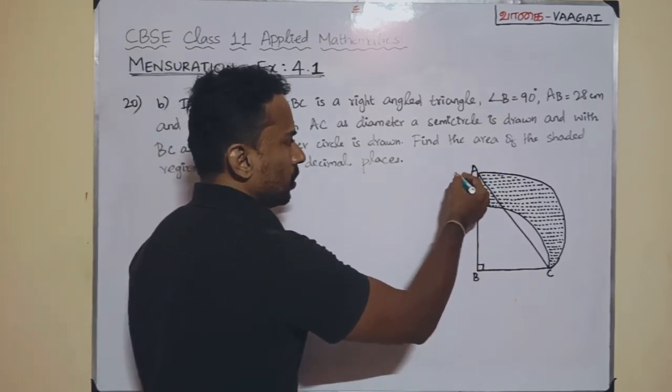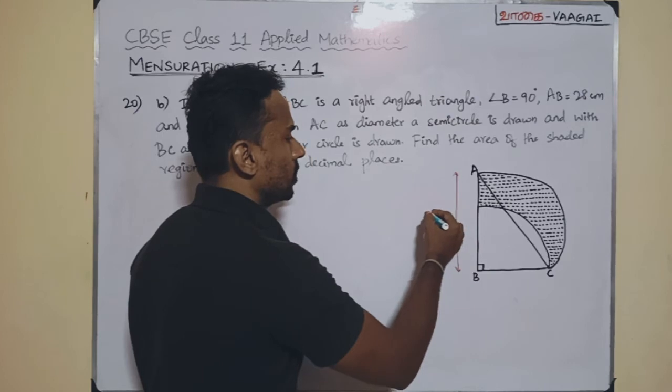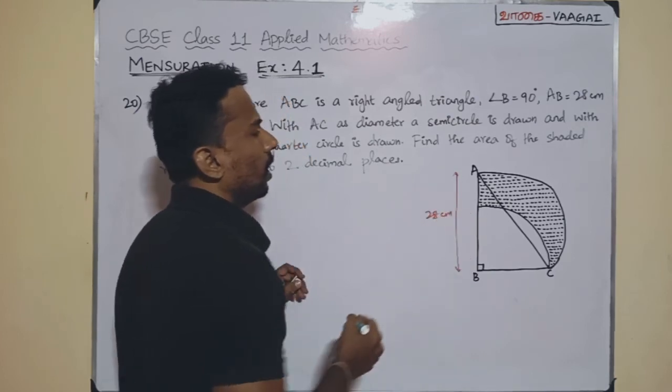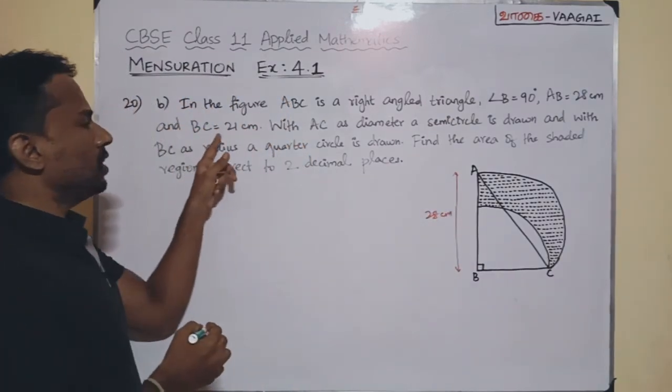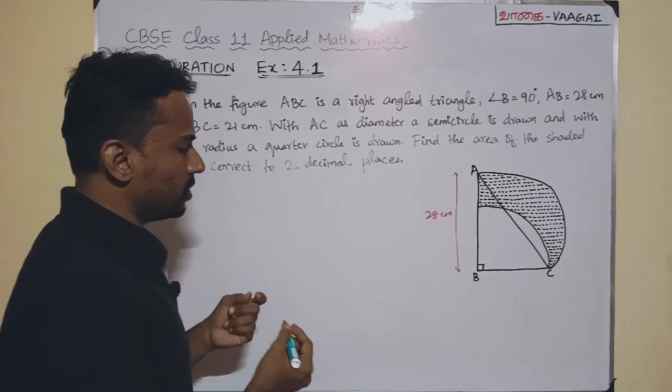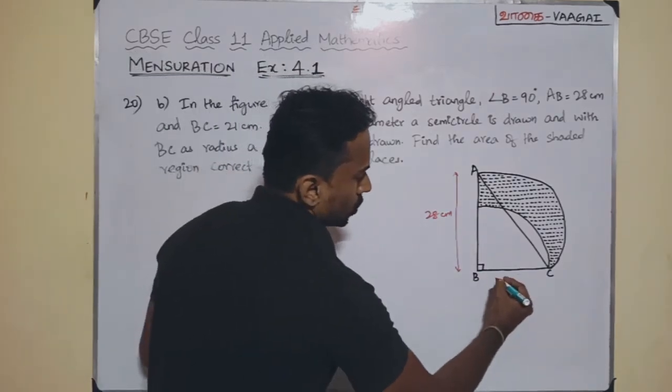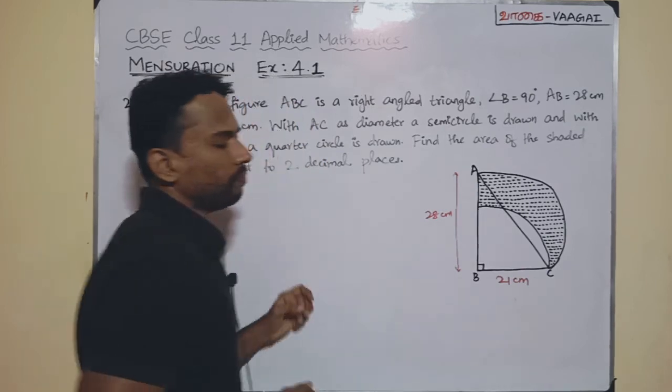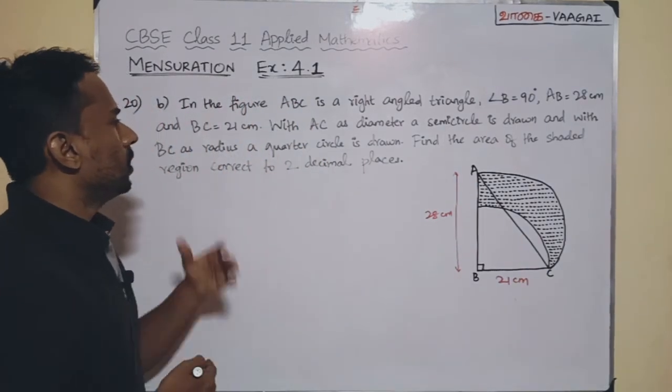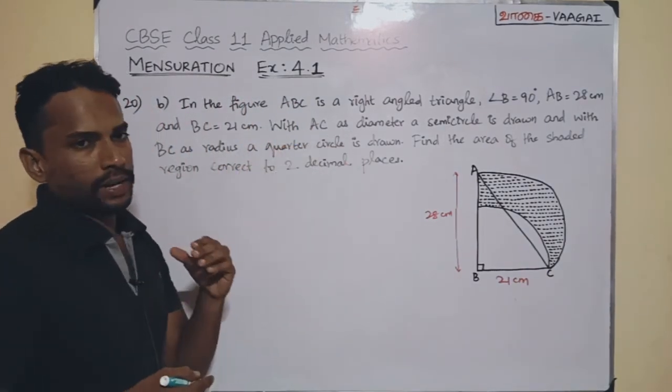Okay, so here to here this measure is 28 centimeter, and then BC is 21 centimeter. So BC here, this one is 21 centimeter. Fine. All right. Let's continue with AC as diameter.